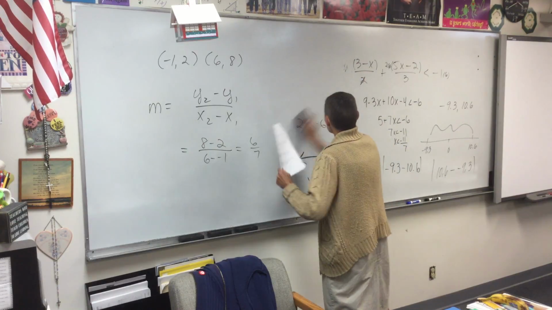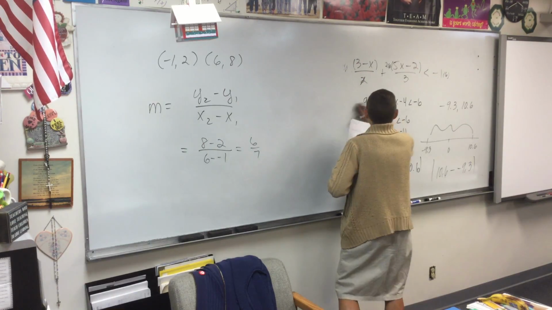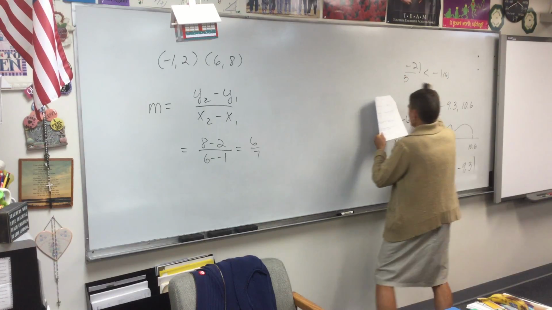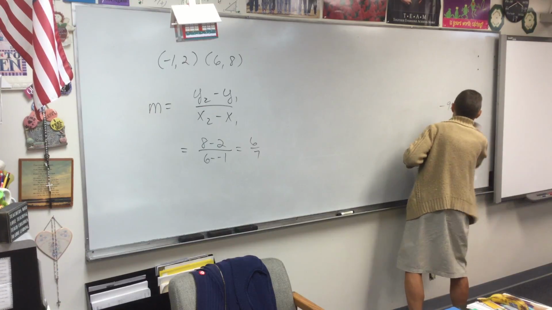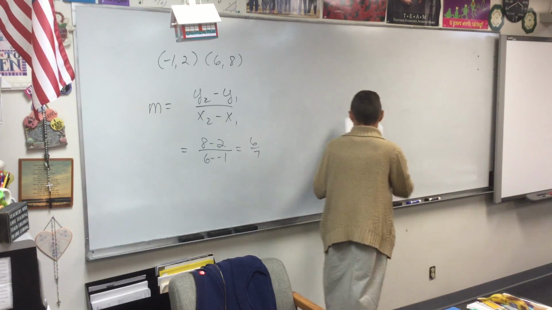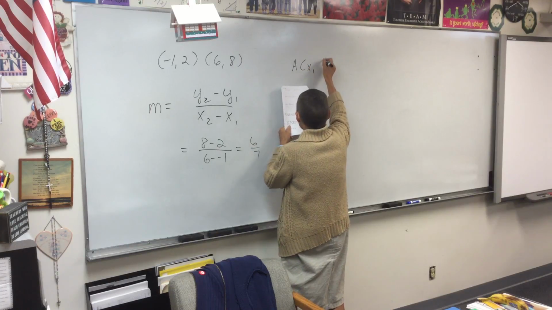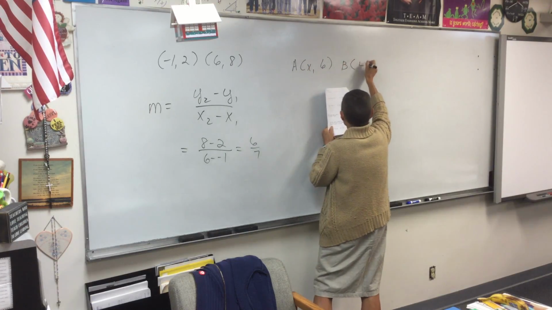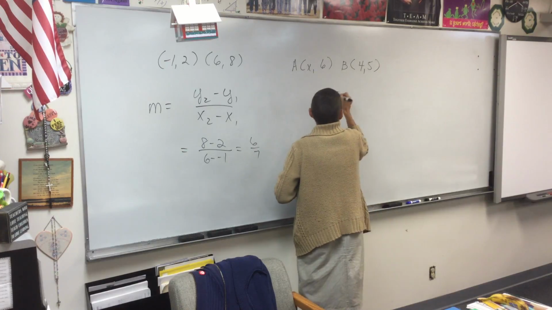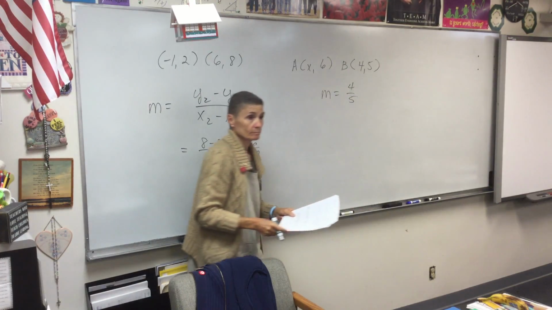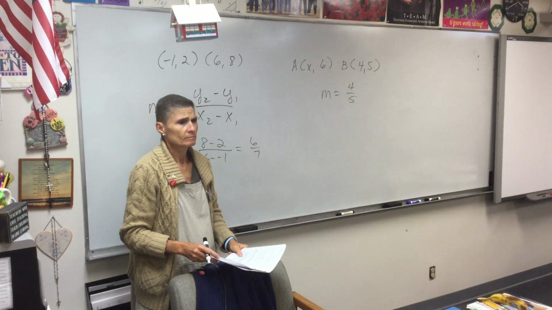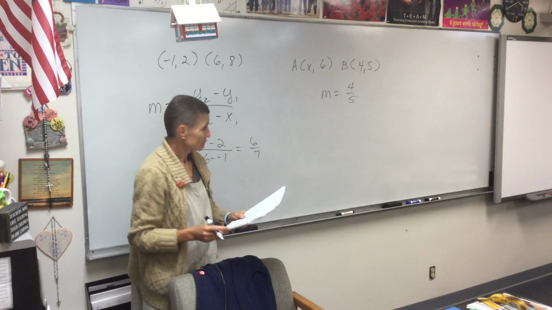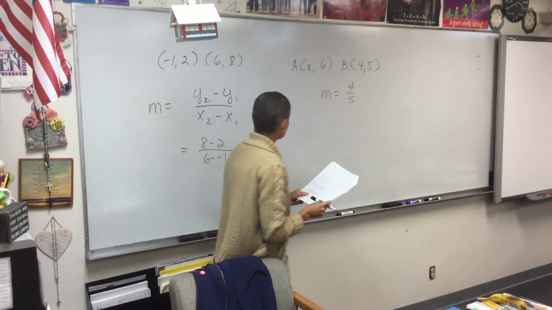problem 2 is a little tricky. You've got a couple of points, but one of them's only half there. And we know the slope is 4/5. Where did I get 4/5?